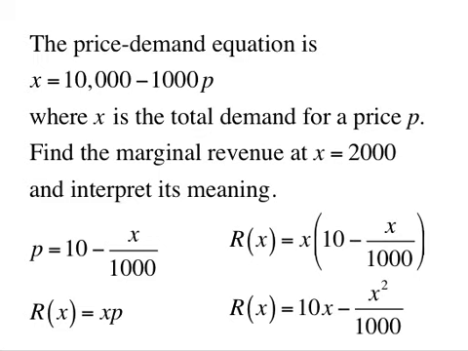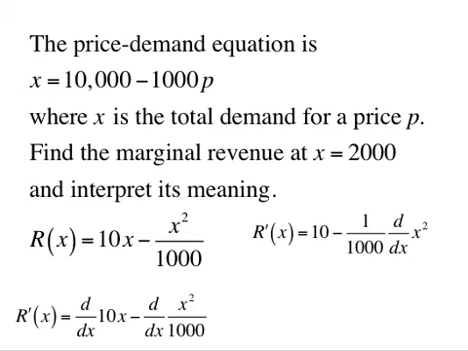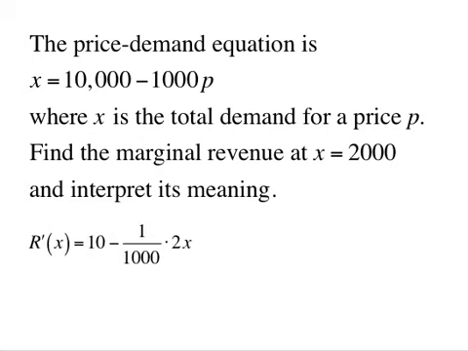Now we want to find the marginal revenue at 2,000. To find the marginal, we're going to have to take a derivative of this revenue function. So the derivative of 10x minus the derivative of x squared over 1,000. Derivative of 10x is 10. Pull out the 1 over 1,000. Derivative of x squared is 2x. So the derivative of the revenue function is 10 minus 2x over 1,000, which of course becomes 10 minus x over 500. 2 over 1,000 is 1 over 500.